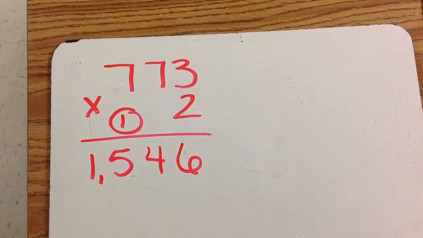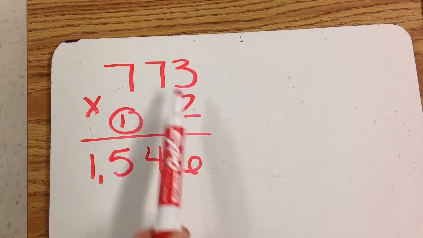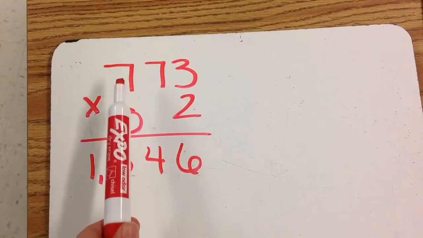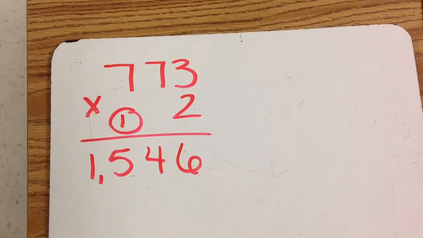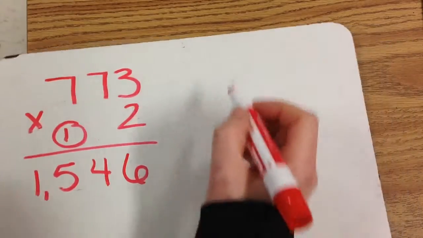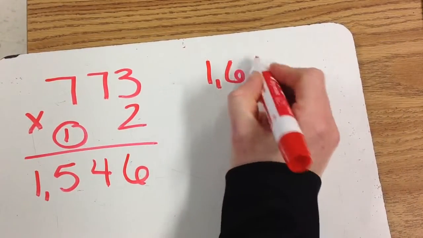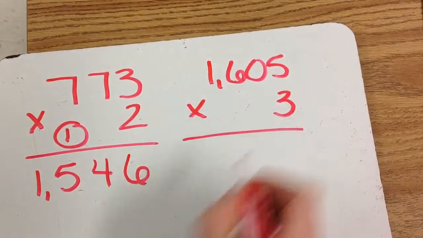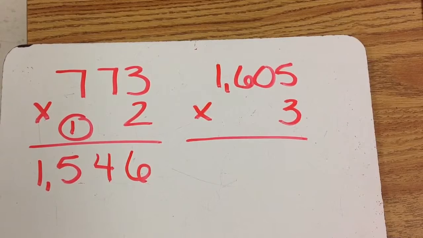You should have gotten 1,546 because 2 times 3 is 6. 2 times 7 is 14. You can see it right there. And then 2 times 700 is also 14, plus 1 is 15. All right, not too bad. Let's try another one. Let's try 1,605 times 3. Go ahead and pause while you solve that one.